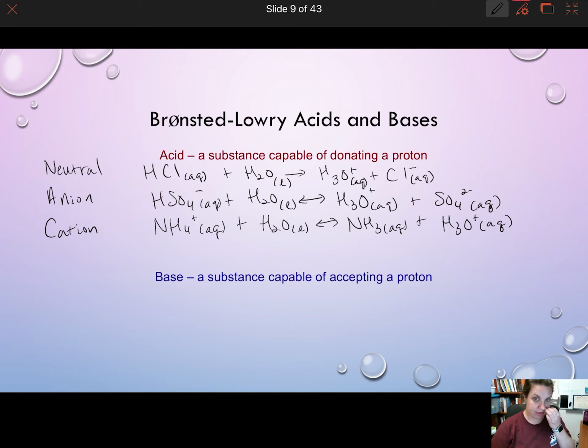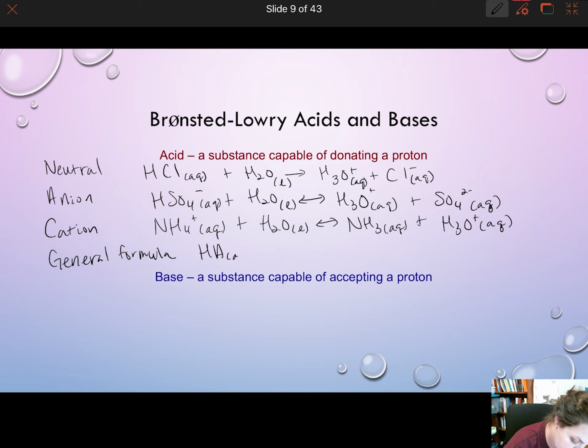But in general, with all of these, we're going to have a general formula. HA plus water. And of course, we don't have to react it with water. We can react it with anything that is more basic. And if it's strong, it's going to have a one-way arrow, or if it's a weak acid, an equilibrium arrow.